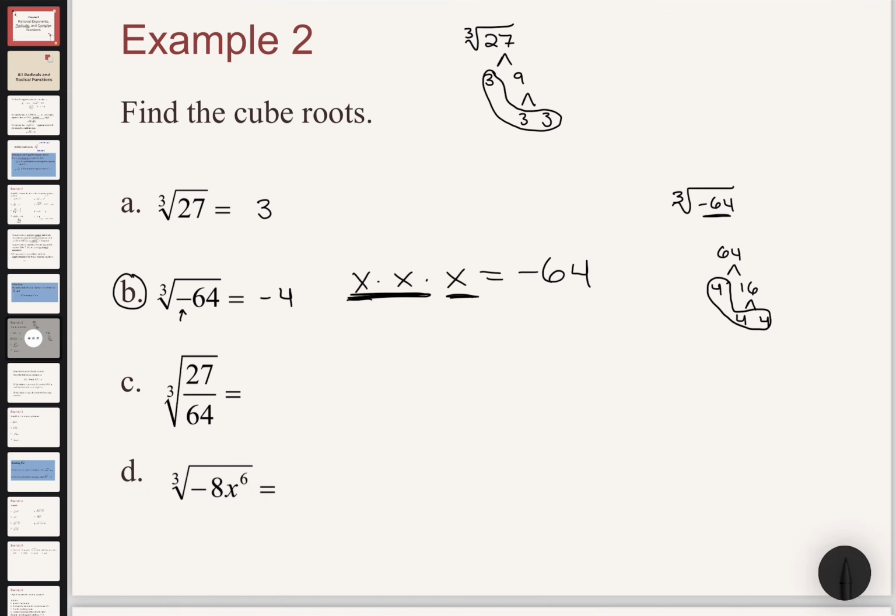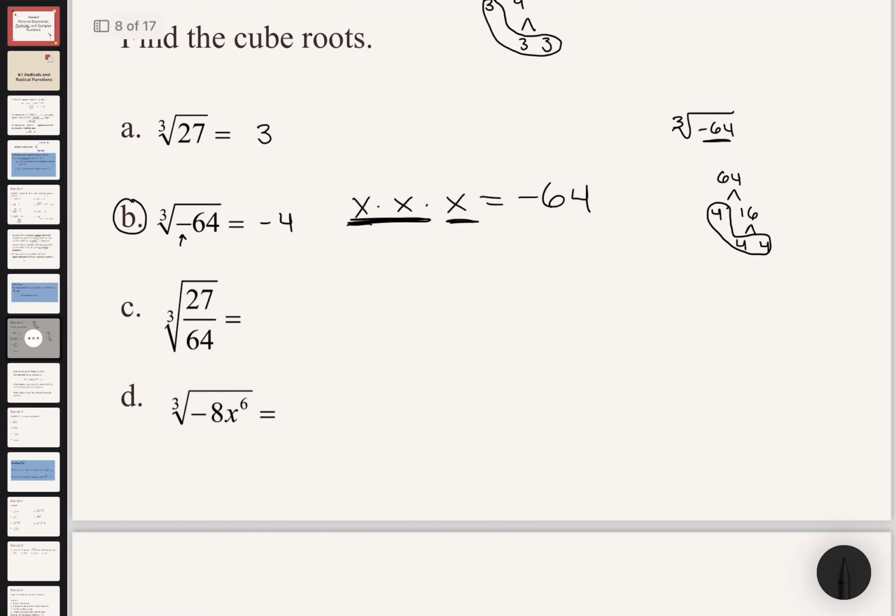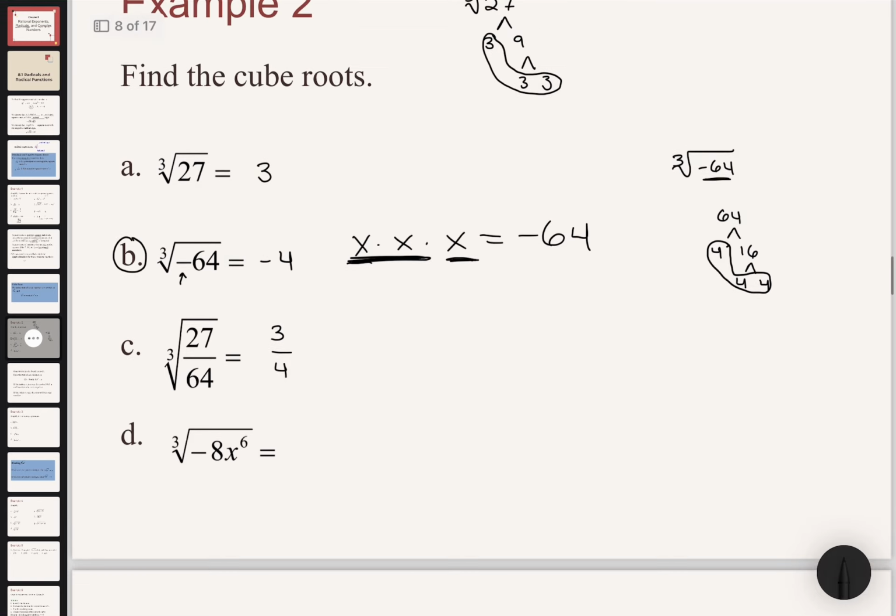All right. Anytime that you are taking the cube root of a fraction with perfect cubes, so cube root of 27, we just said was 3. Cube root of 64, 4. Boom, 3 over 4.